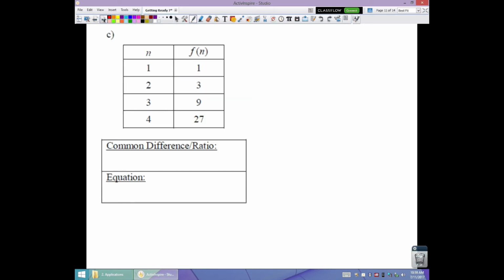C, looking for a pattern again, it adds 2, then adds 6. It's not linear, so let's try multiplying. That's times 3, times 3, times 3. So yes, we have a common ratio of 3. That makes this exponential. So we're going to say f of n equals, now we need our 0th term. If we go back a step and reverse this pattern, instead of multiplying by 3, I'll divide by 3. So 1 divided by 3 is 1/3. 1/3 times the multiplier, which was 3, to the n.